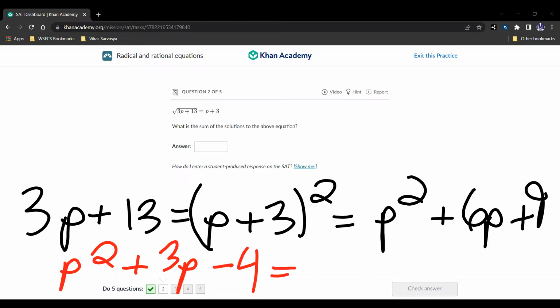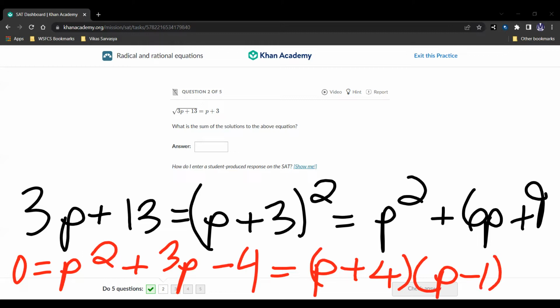Well, we can factor this. We can factor this as p plus 4 times p minus 1, right? And then we take that, we see that our roots are negative 4 and 1. Well, now we can plug these roots in to make sure they work. First, we plug in negative 4 and we get now the square root of 1 equals negative 1.